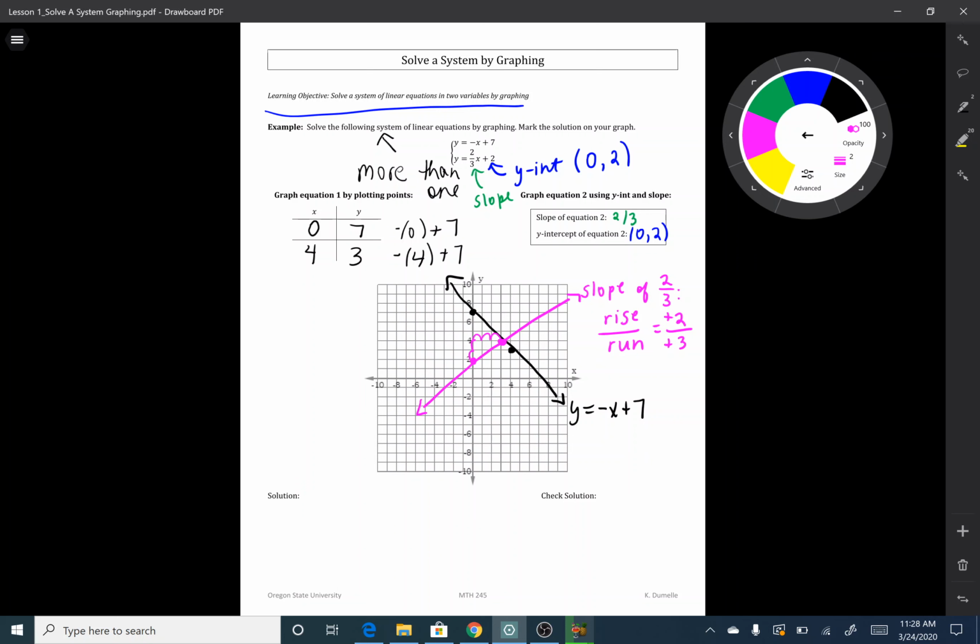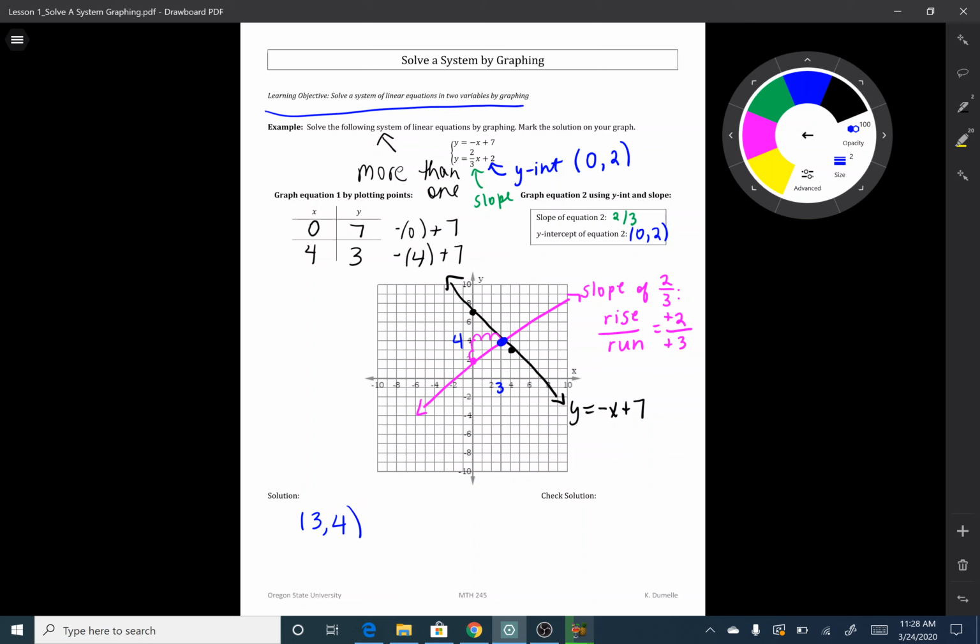And this gives me a pretty good idea of where my two graphs intersect each other, right? So I can see that right here, at the point (3, 4), is where my two graphs intersect each other. So that is what we call the solution. The solution is where my two graphs intersect each other. So here, my solution is (3, 4).